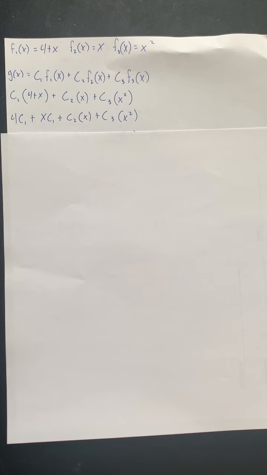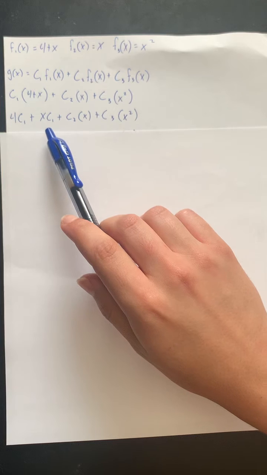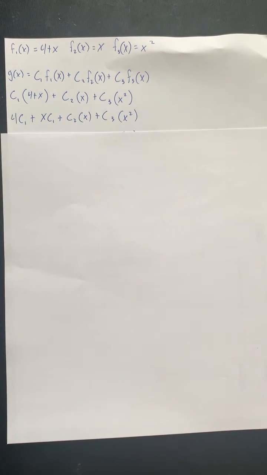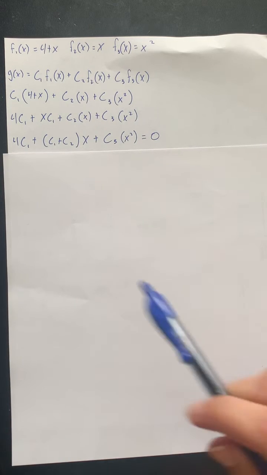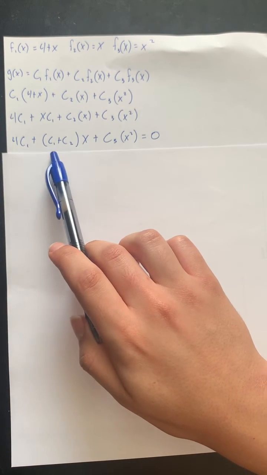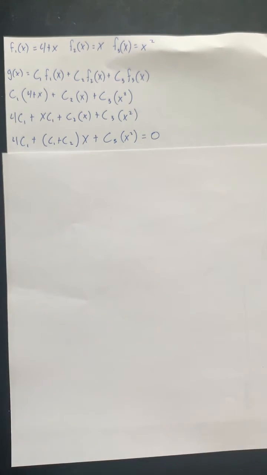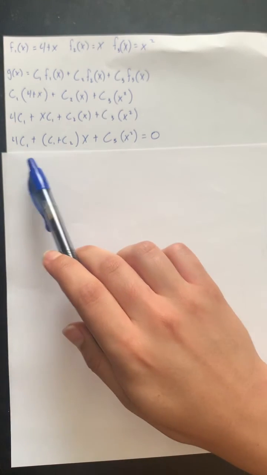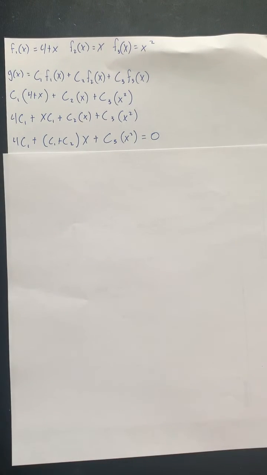So now our next step is to factor out the x right here in the x times c1 plus c2 times x. And when we do that, our result is 4 c1 plus x times c1 plus c2. Now we want to determine c1, c2, and c3 when g of x is equal to 0. So in order for this equation to be true, these three terms right here all have to equal 0.